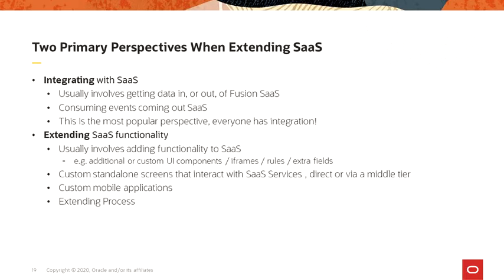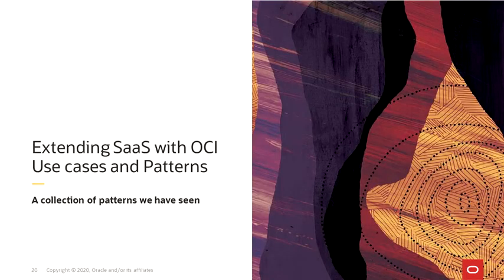It could be a mobile app. There's a customer, again in Europe, that I know has built mobile apps to do this. And we've also got some patterns that we're working on for how you can extend the process within Fusion SaaS with products like BPM. So that's a bit of a starting point. For me, the most important reason why OCI makes perfect sense for a SaaS customer for extensibility and integration is because it's in the same data centers and it's the same technology set that Oracle themselves are using.